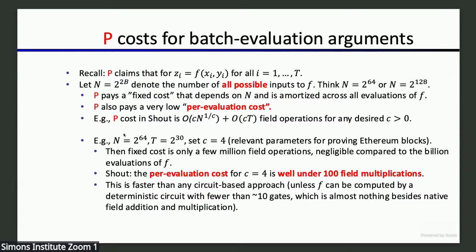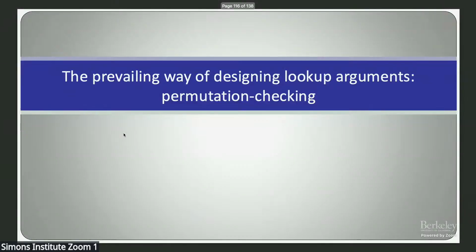So the prover cost in Shout per evaluation is the same cost as the circuit approach for a 10-gate circuit. And you can't really do anything in a 10-gate circuit other than just native field addition and multiplication, right? That's one gate, and there's really not much else you can do. Almost anything requires some kind of lookup or bit decomposition, and you're instantly way above 10 gates or something. So this is both simpler and more performant. That's my view of Shout.